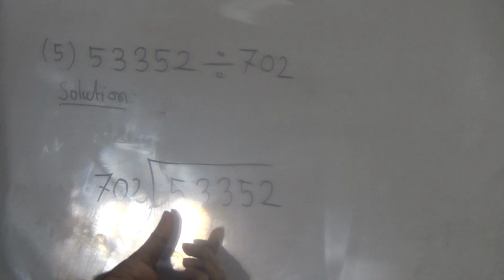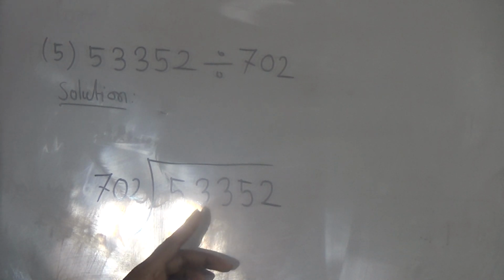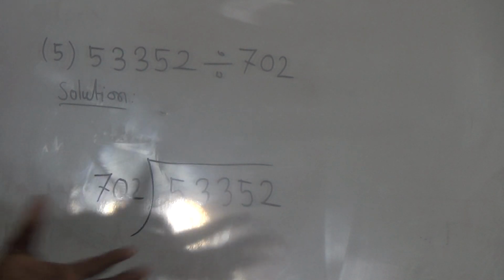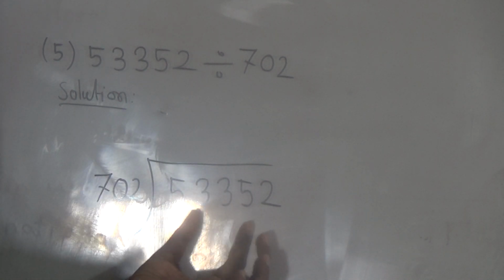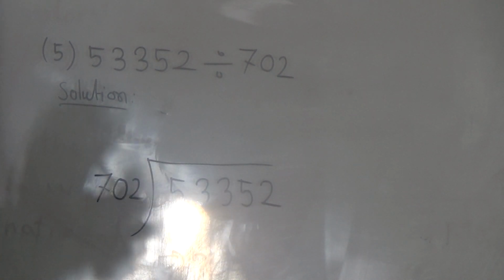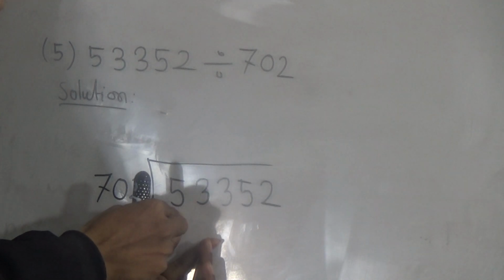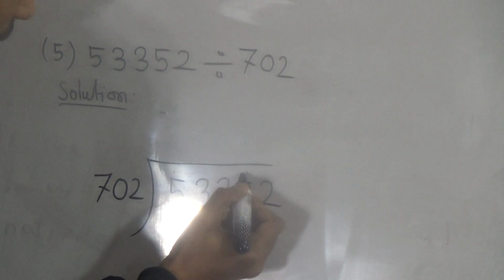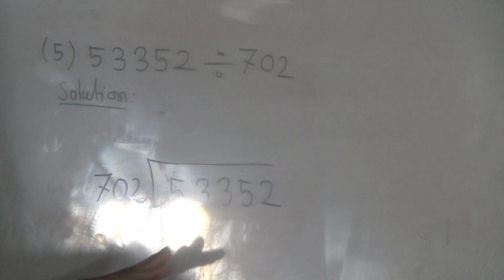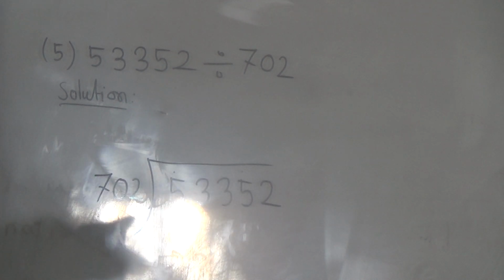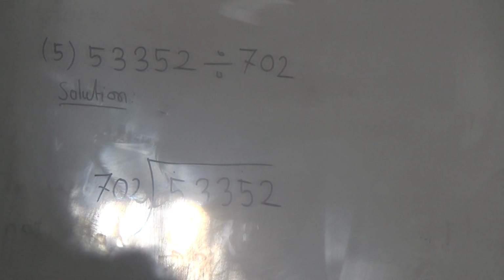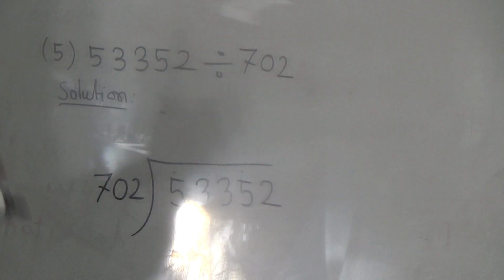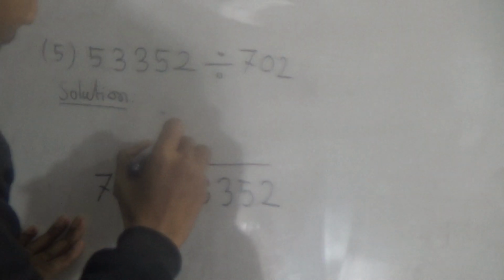But here if we take 3 digits, look, 533. So we have to proceed up to 4 digits. That means 5,335. Now we have to divide 5,335. That means we have to take in here up to 4 digits. Okay. Now you have to calculate. Look, if we take 8 times, then what? 8 7s are 56. That means it exceeds. So you have to take 7 times.